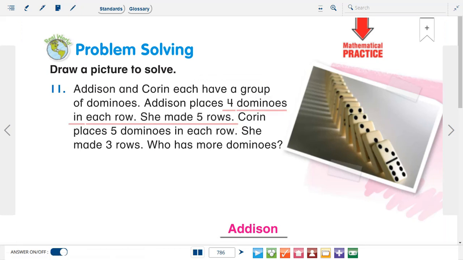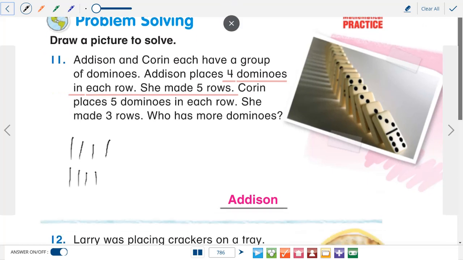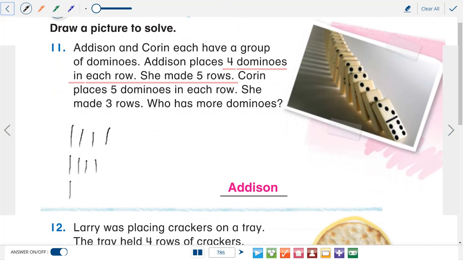Try to draw this. I'm going to draw a line instead of domino piece, okay? So 4 in each row for 5 rows. So 1, 2, 3, 4. This is the first row. 1, 2, 3, 4. This is the second row. Okay, I'm going to take it down so we can continue. 1, 2, 3, 4. This is the third one. Oops. Okay, I'm going to erase this. Let's continue.